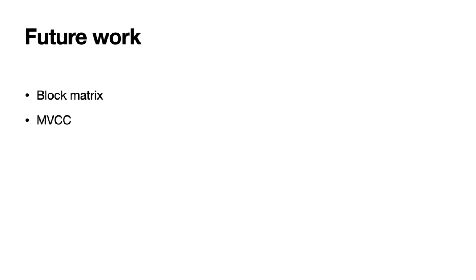The other thing that we find interesting is MVCC, multi-version concurrency control. Basically, we want the delta matrices to be versioned, maybe changing the concurrency model of RedisGraph.